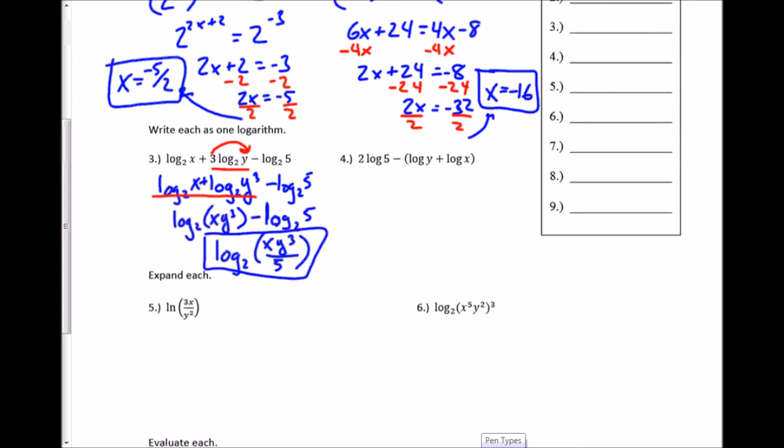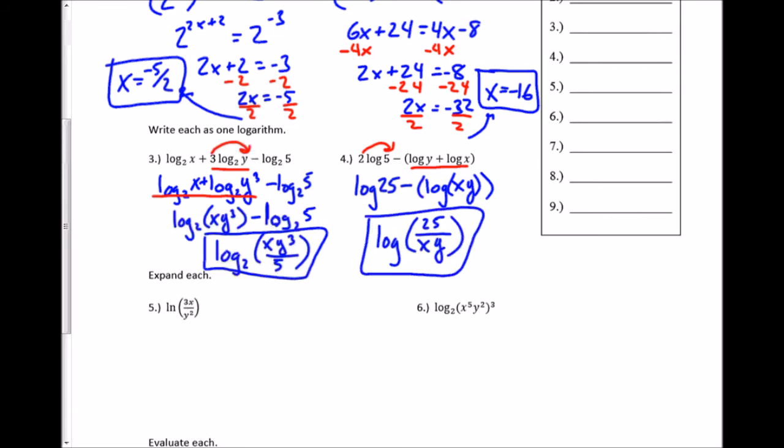In number 4, I'm doing the same thing. This time I have log base 10, or the common log. So I'm just going to rewrite it as the common log as I work through this. Again, this guy can come up here as an exponent. So that becomes log base 10, or common log, of 5 to the second, which is 25. Minus, over here inside the parentheses, I can combine these using multiplication, so it becomes log of xy. And now I'm subtracting these two things, which I can rewrite as one logarithm of the two things being divided. So that's 25 over xy. And that's it. I'm condensing it to one logarithm.